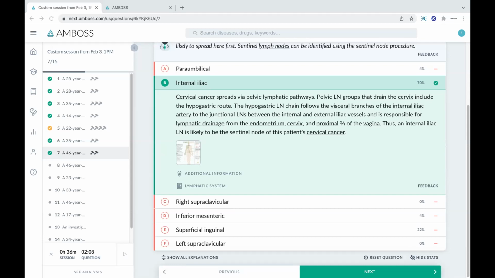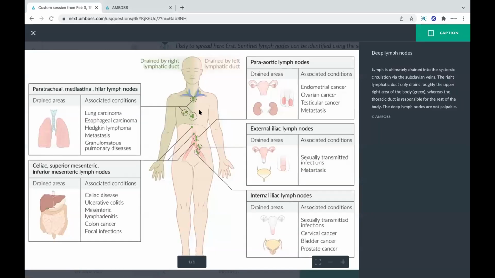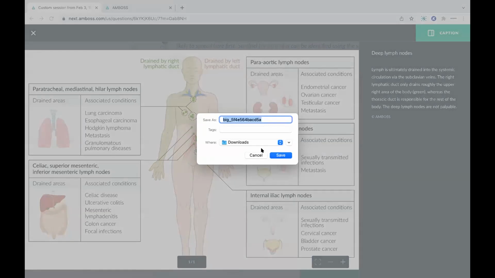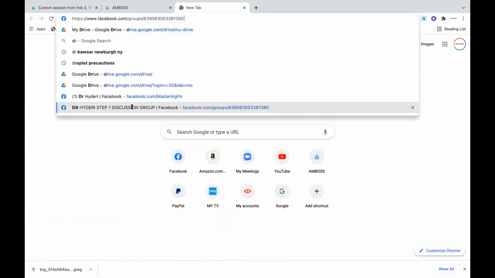In the superficial lymph node, what drains? We get perineal cancer, vulvar cancer, right? And the distal third. Left supraclavicular lymph node is known as the Virchow triad, right? Where we get sentinel lymph nodes for gastric cancer, ovarian cancer, and all of those. So internal iliac is the correct answer for this one. Okay, so that's it. Let me just save this image and share this with you guys over here.